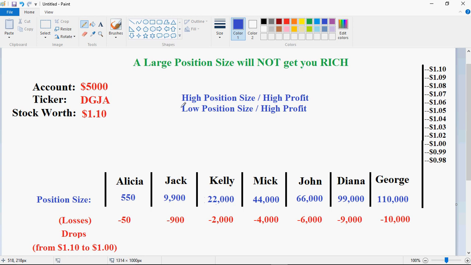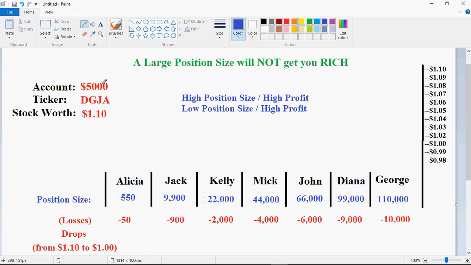I want to prove to beginners that you can have a low position size of 500 and still get a high profit. Now I know beginners are like, that's impossible. How? I will show you. I'm going to first show you what's wrong with having a high position size, and then I'm going to show you what's right about having a low position size and how to get a high profit from a low position size. Let's go.